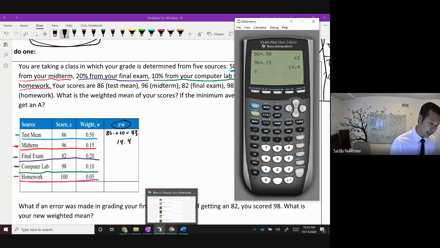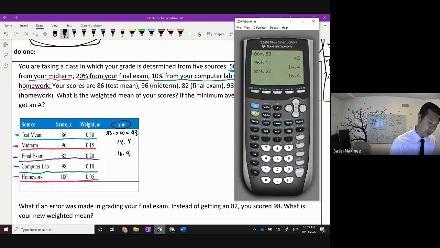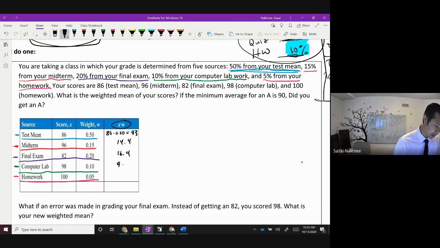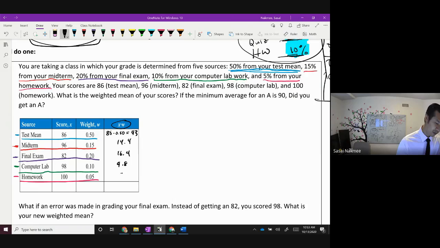Next one down, 82 times 0.20. And I get there 16.4. Keep going. Next one down, 98 times 0.10. That's going to give me 9.8. And last but not least, 100 times 0.05. And that's going to give me 5, right?